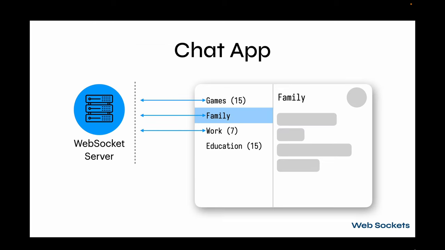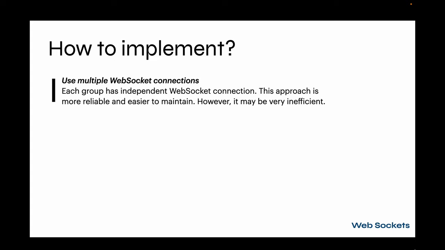Let's consider a chat application as an example. These apps usually offer group or sub-chat features, where we receive updates for each group in real time. We have two main options for how to implement it. We can use multiple WebSocket connections, which means maintaining multiple TCP connections. This approach is more reliable and easier to maintain because each group is independent. However, it can be highly inefficient.